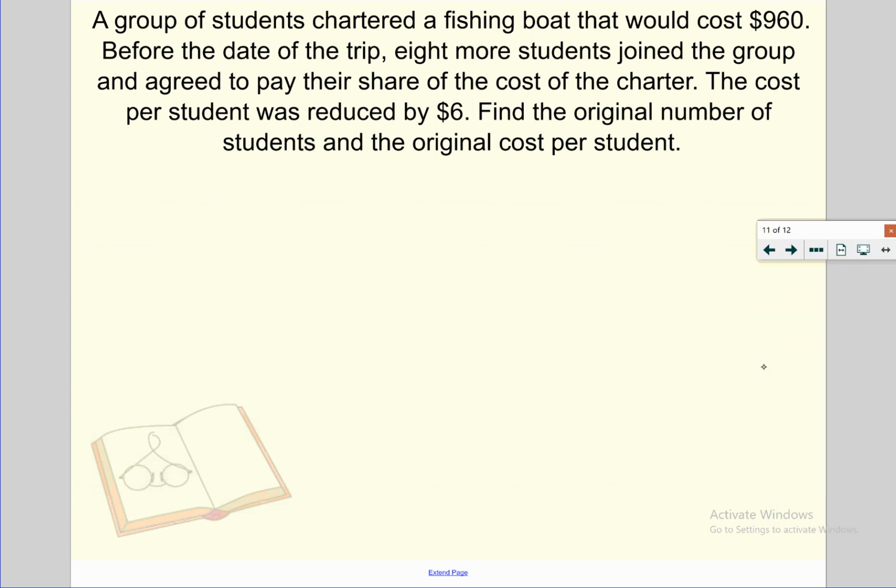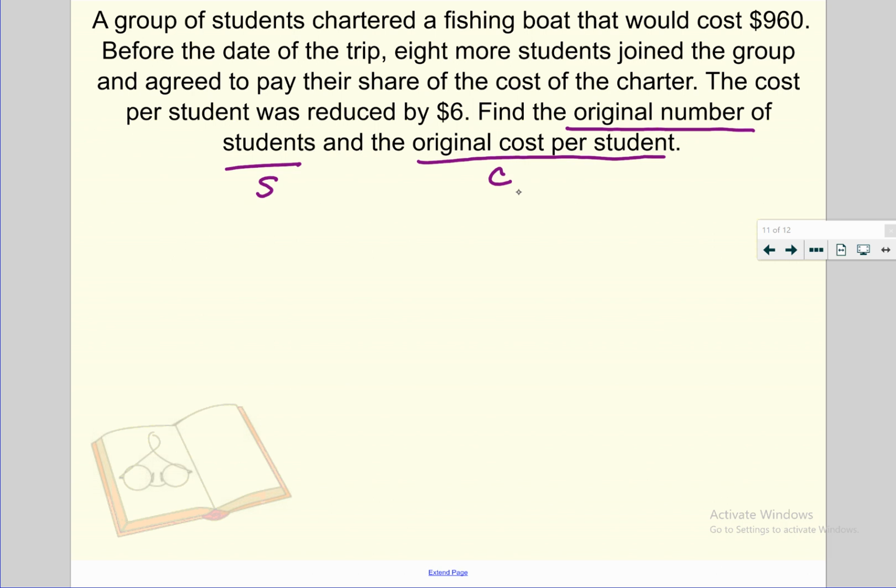What am I solving for? Okay, original number of students, original cost per student. I'm going to use S and C, but you could definitely use X and Y. That way I just remember which one's which. So I need to write two equations because I have two variables.